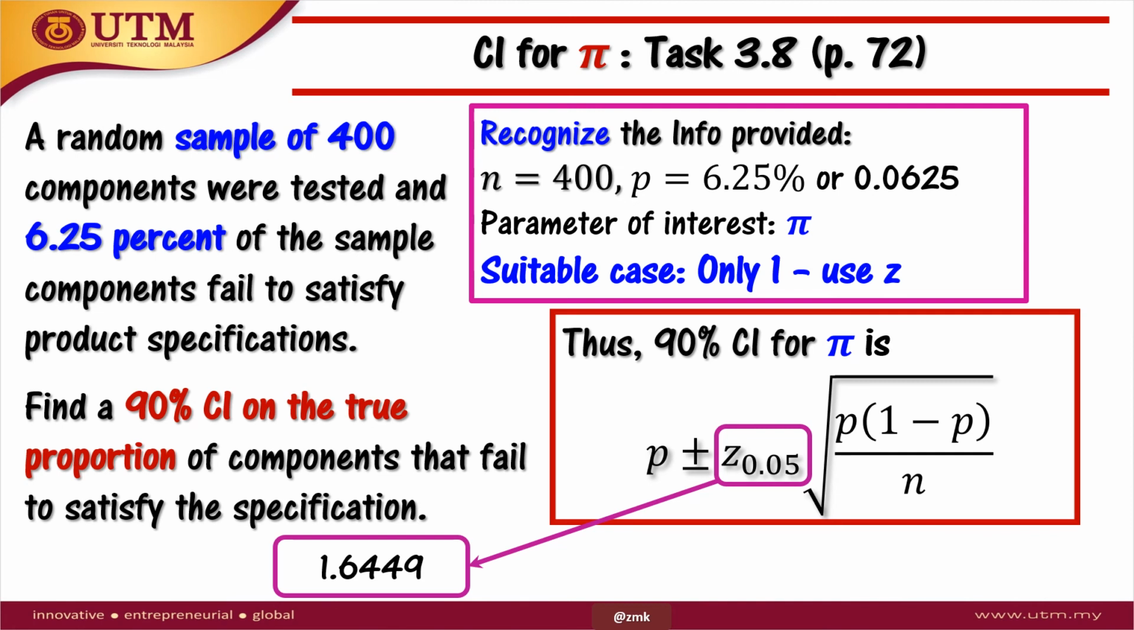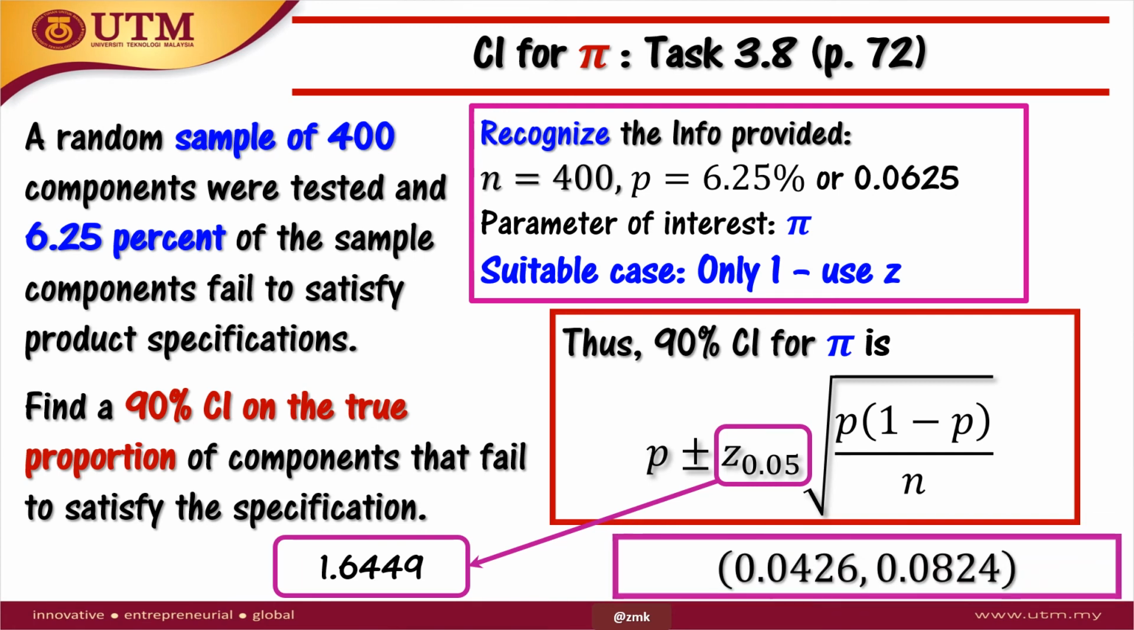Substituting the values that you obtain from the sample information, the answer for the interval is 0.0426 and 0.0824, or simply 4.26% and 8.24%.